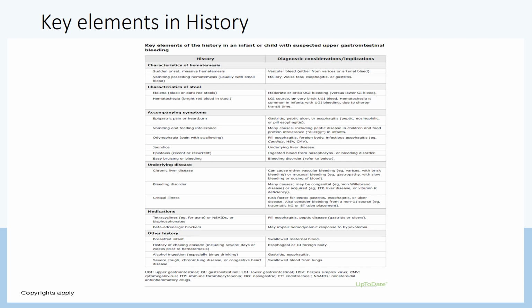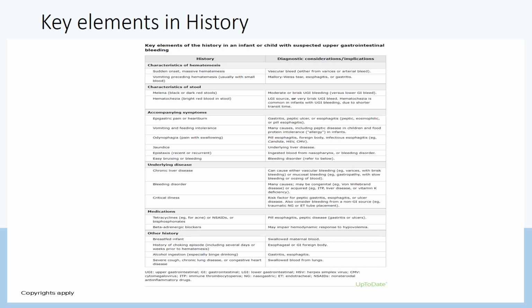This is a more comprehensive list of the key symptoms in the history as contributing to the cause. If there's sudden onset and massive hematemesis, it will be more compatible with a vascular bleed from the varices or other arterial site. Vomiting preceding hematemesis is usually with small bleed, but it could be Mallory-Weiss tear, esophagitis, or gastritis.